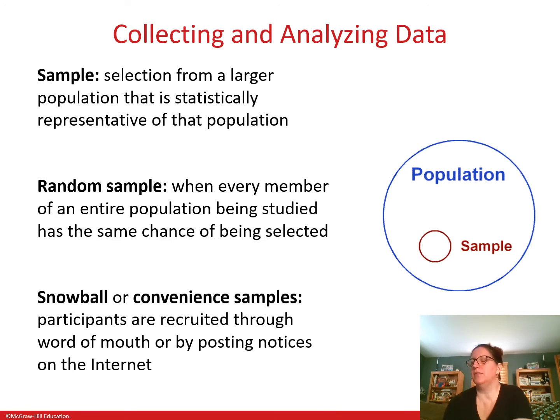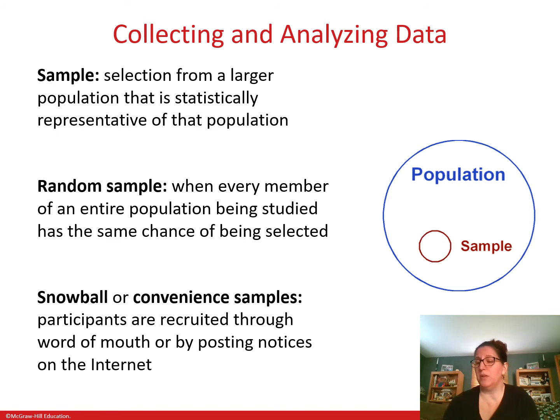Our next step in the research process is to develop a research design. This guides our research in collecting data. So in most studies, we carefully select a sample. Ideally, we'd like to study every member of the population, but realistically, that's not possible, especially if we're looking at a large population. So we want to take a sample from that population, and a sample is a selection from the larger population that is statistically typical of that population.